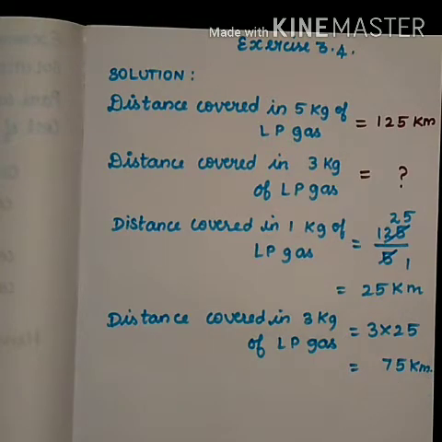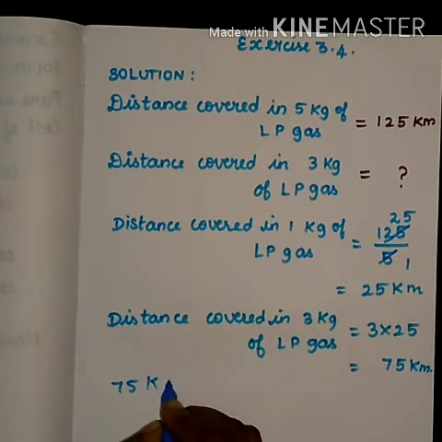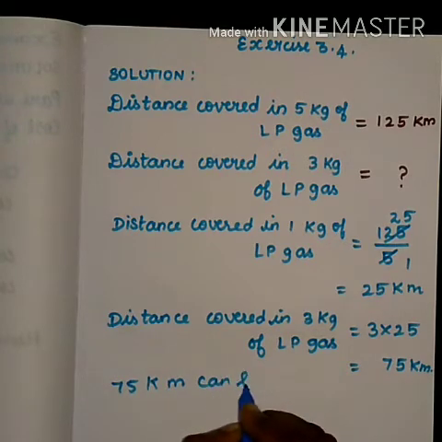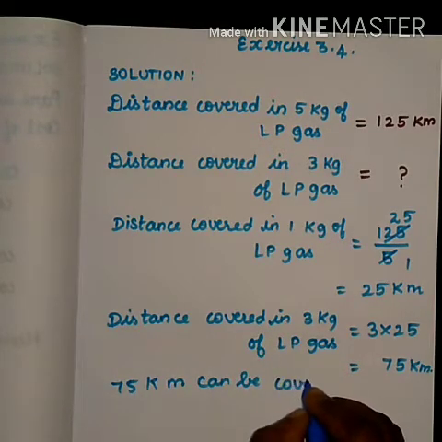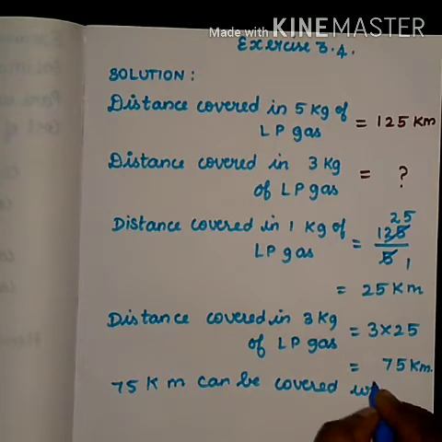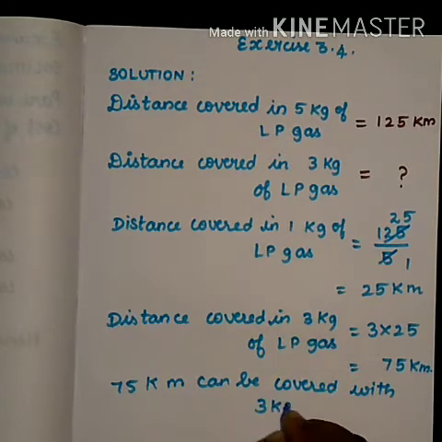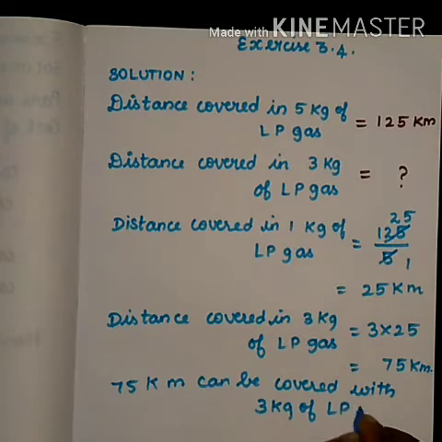So, 75 km can be covered with 3 kg of LP gas.